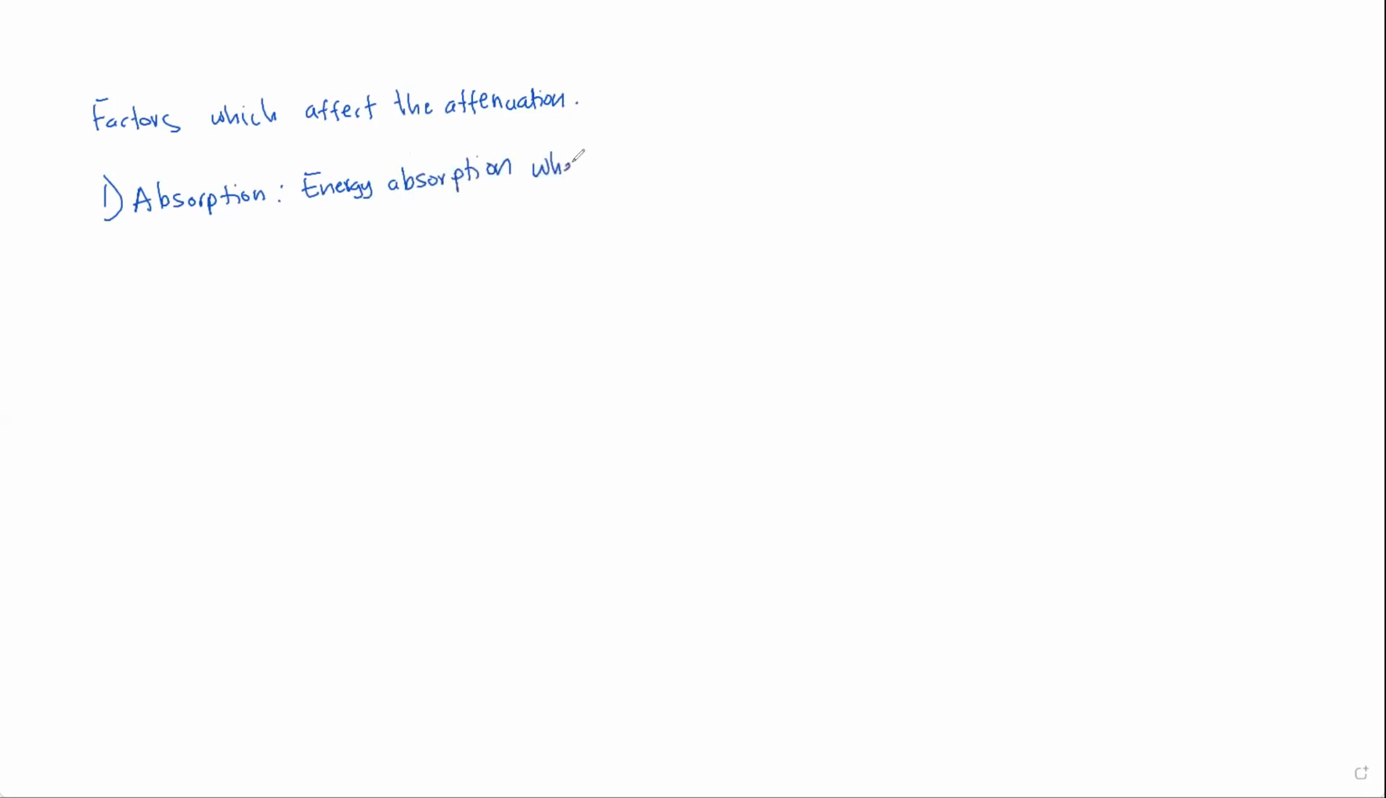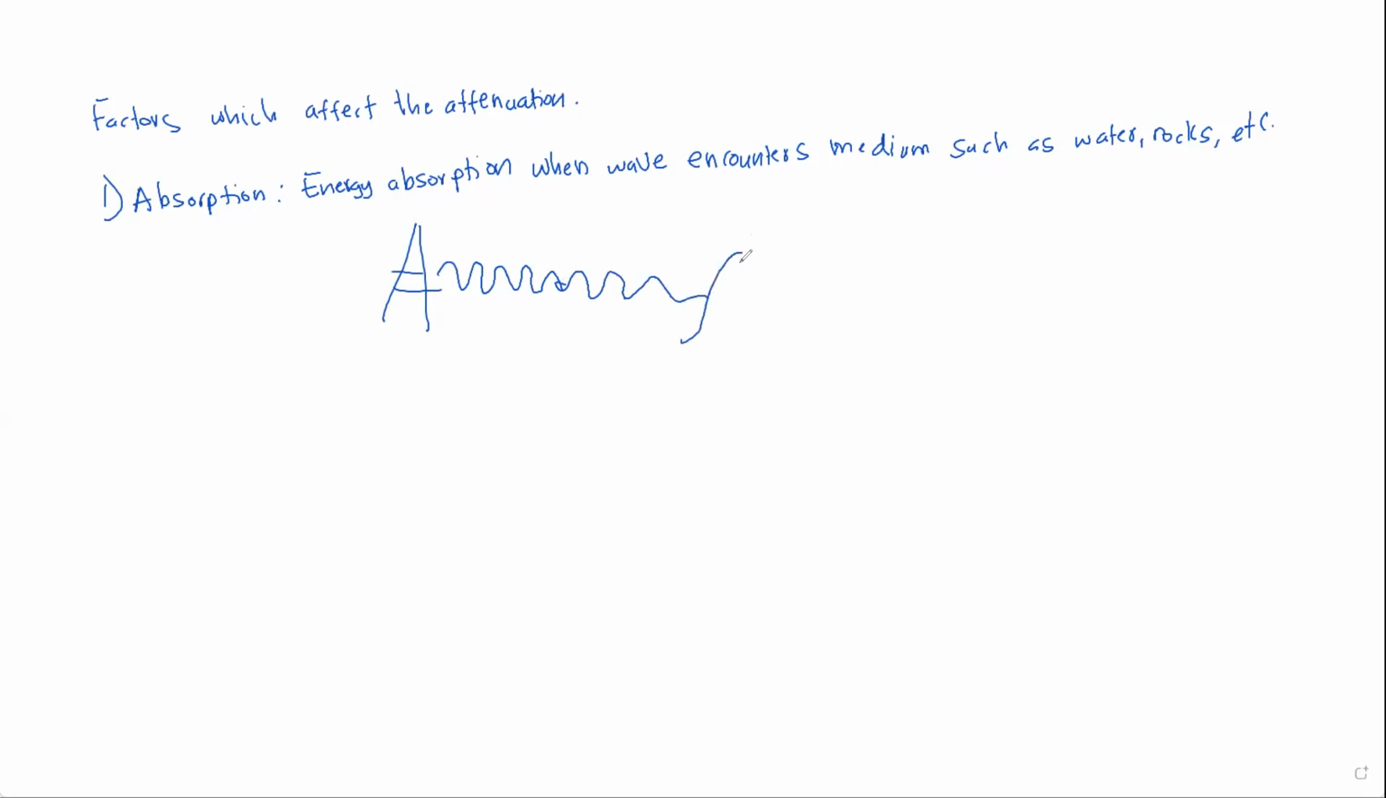Energy absorption happens when the wave encounters a medium such as water, rocks, etc. For example, in the telecommunication sector, when we are transmitting wave signals from the base station towards an area, once it hits some kind of rock, mountain, or water body, the amplitude of the wave deteriorates, and it can have a lower amplitude after hitting the rock and such hard objects.